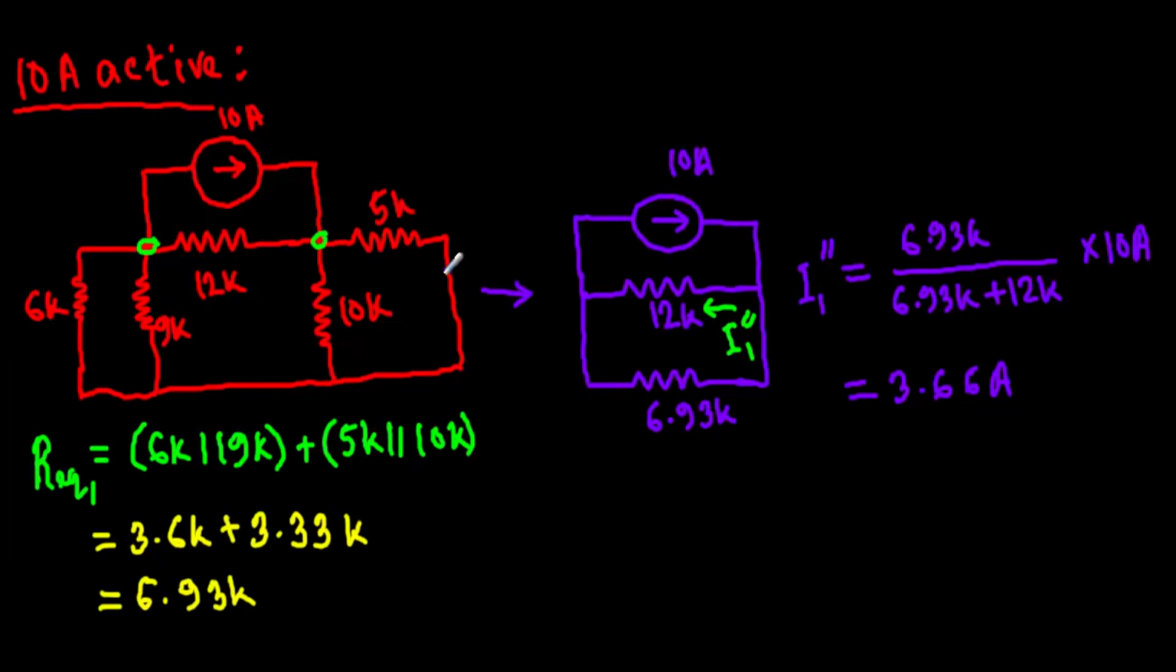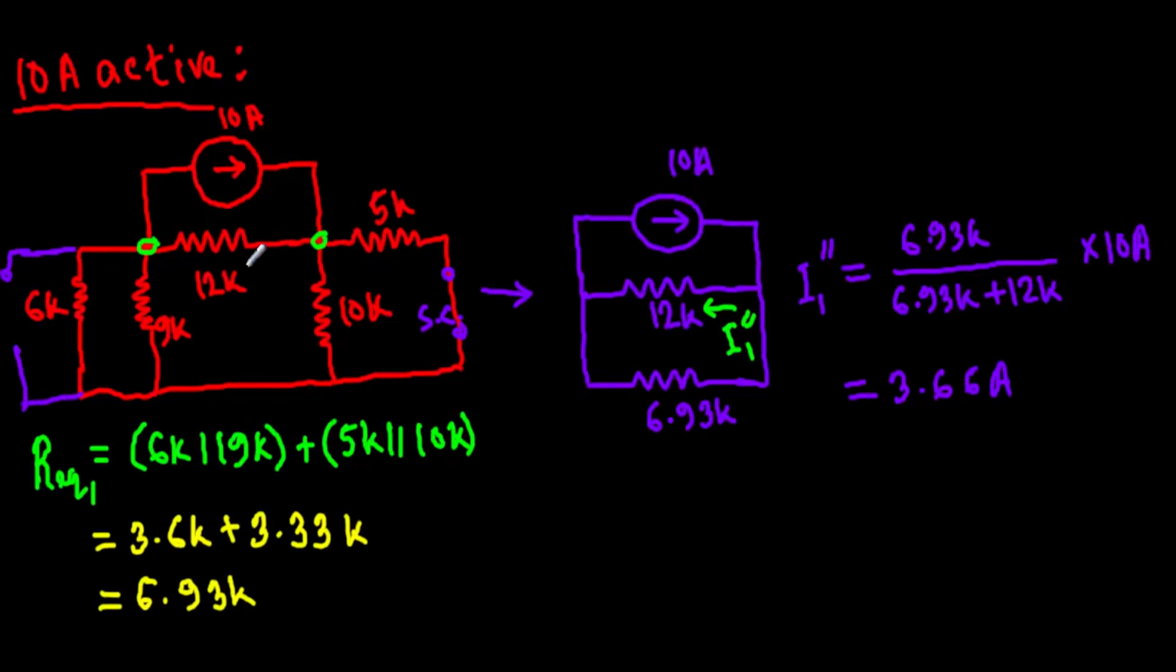After calculating the current for the 18 volt source, I will keep the 10 ampere current source active. The voltage source was connected between these two terminals. I have replaced these two terminals with an equivalent short circuit, and the current source of 5 ampere was connected between these two terminals, and I have replaced that current source with an open circuit.